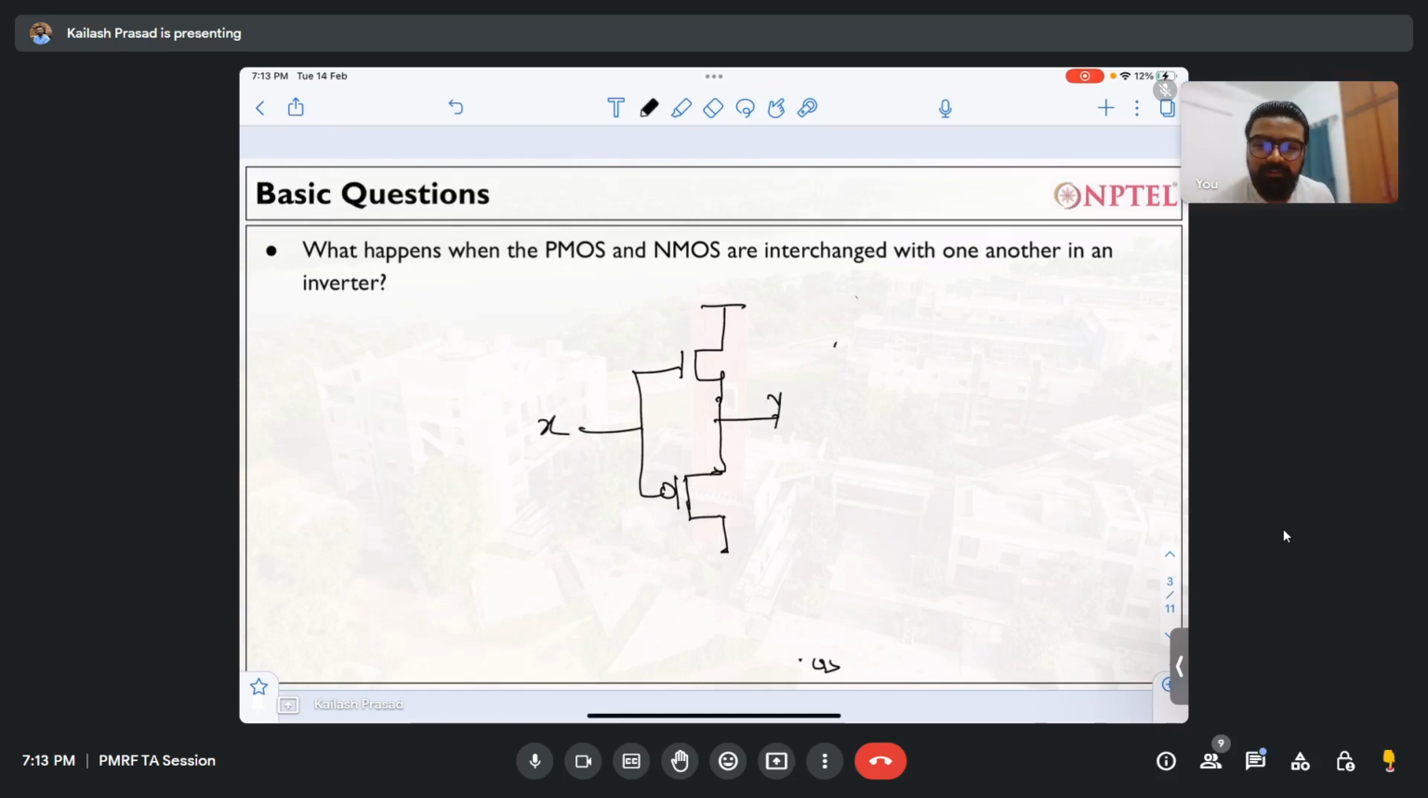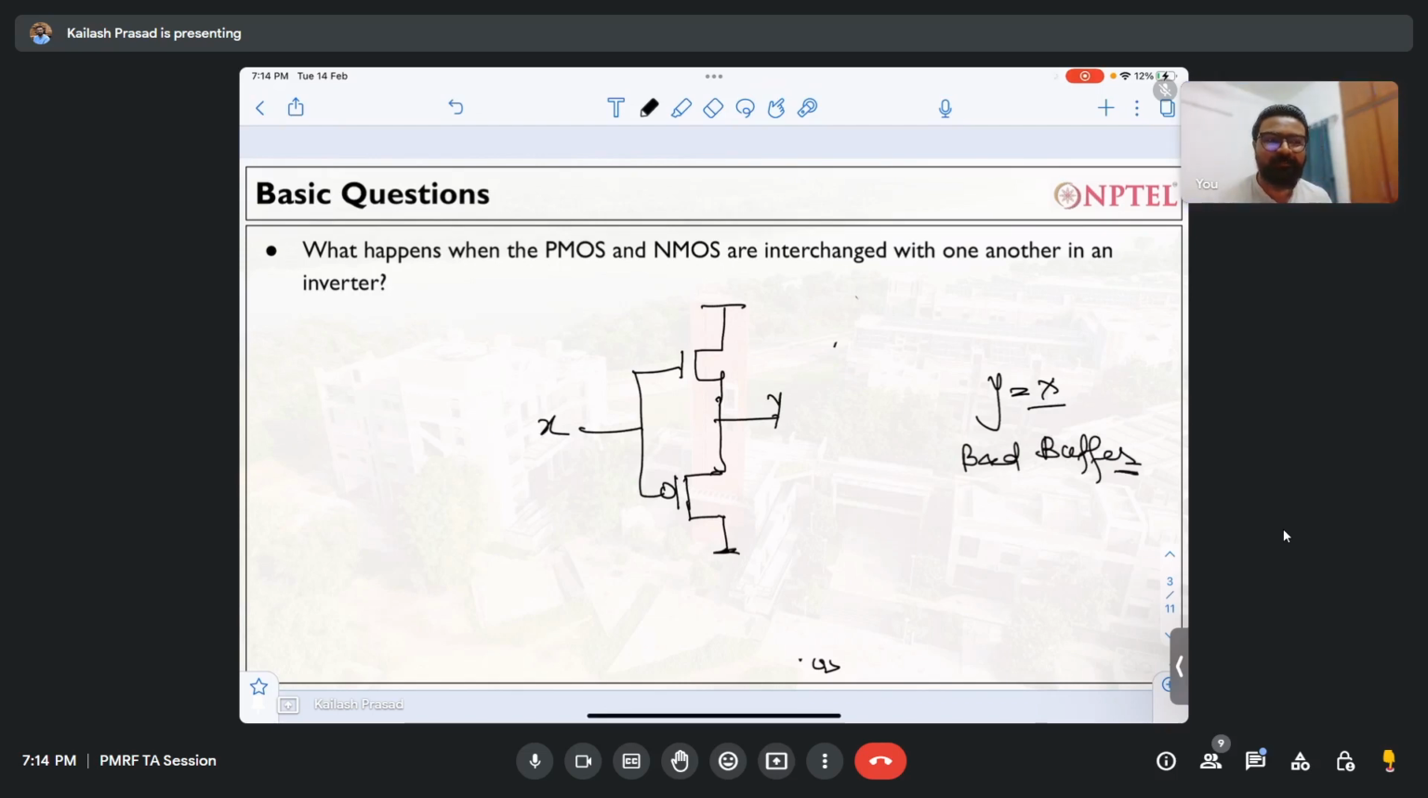It acts as a buffer. You are saying that Y will be equal to X every time. Do you think there's any problem if I design a buffer like this? Yeah, we face some problem. Sometimes it acts as a bad buffer. It will be a bad buffer. What do you mean by bad buffer?